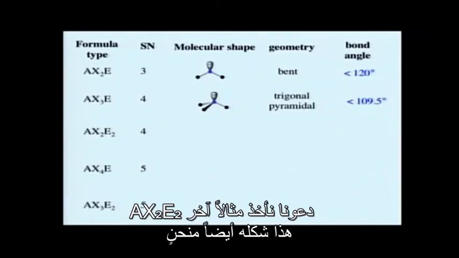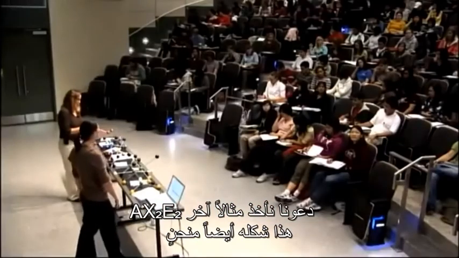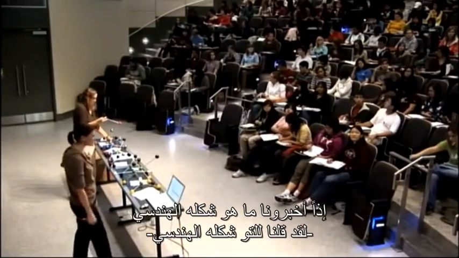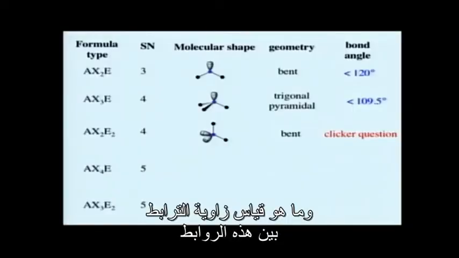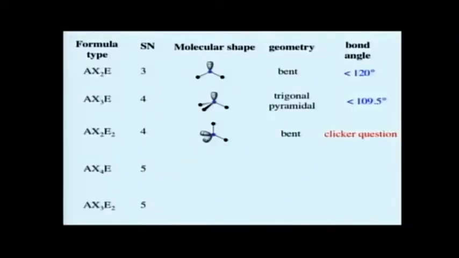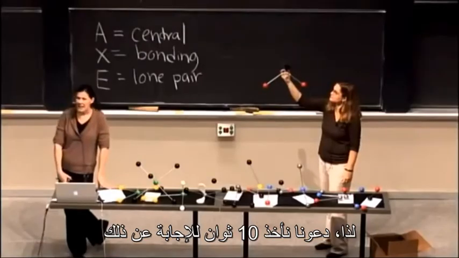Let's take another example, AX2E2. This is also bent. So again, we told you the geometry, tell us what the bond angle is going to be between these bonds. So let's take 10 seconds on this.